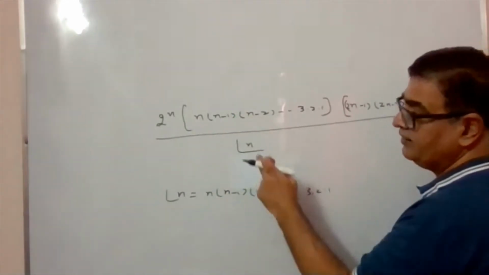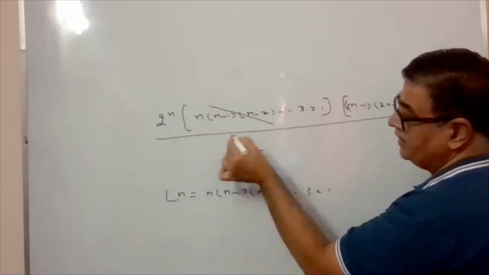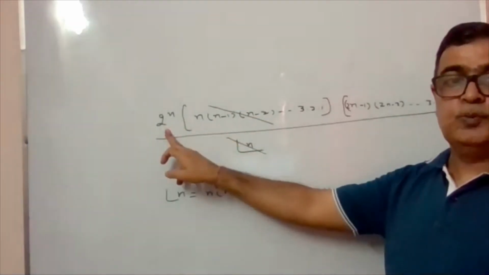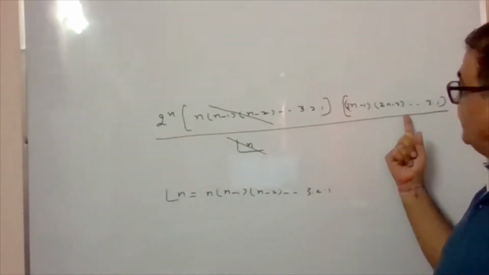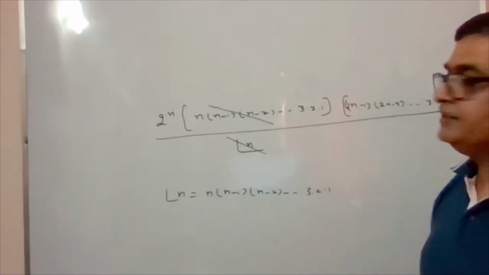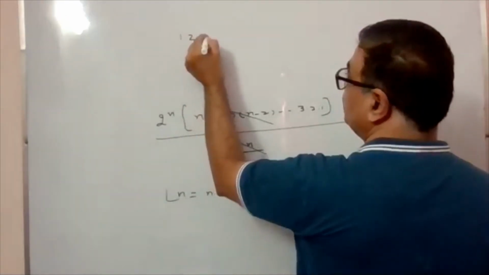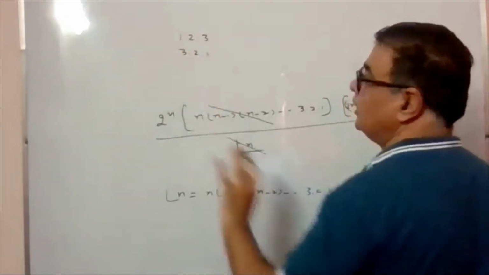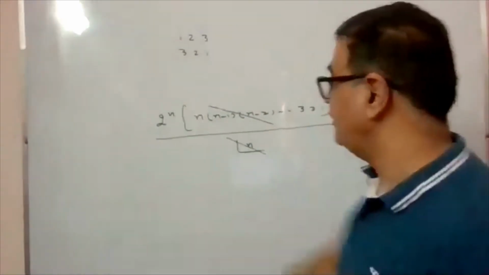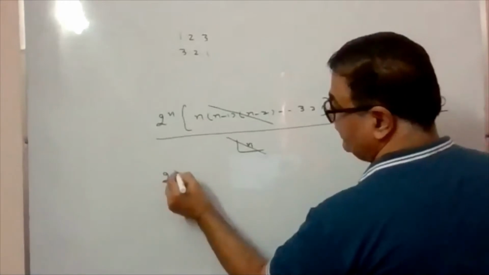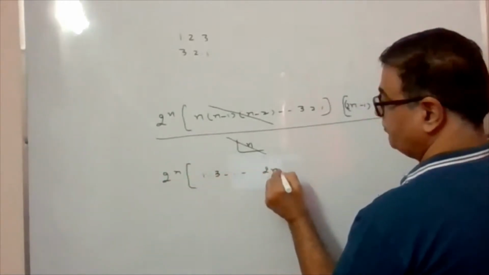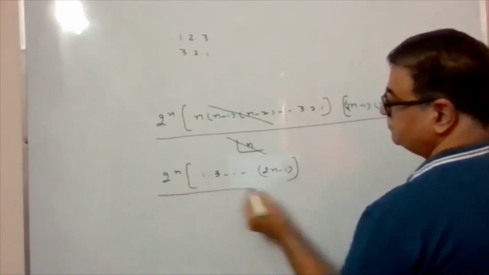So this part and this part clearly get cancelled out, so I can cancel these two. And if I can cancel, the answer will be 2 power n, and this is 2n minus 1, 2n minus 3, 3 and 1. And as they are in multiplication, I can reverse it, because if you write 1, 2, 3 or you write 3, 2, 1, it is one and the same thing. So I can reverse it. So the result comes out to be 2 power n here, and I'll reverse it: 1, 3 till 2n minus 1. This is my answer.